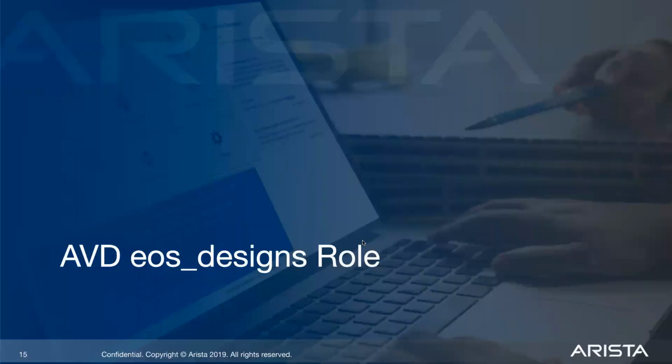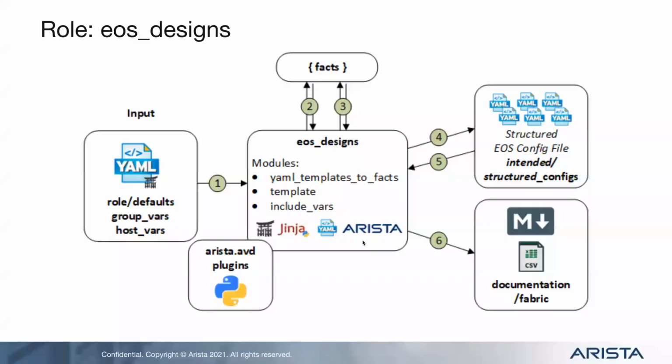Okay. So, if we talk about the first and most basic role in our pipelines, that's your EOS designs role. What that's going to do is you're basically going to feed in all of your group vars and host vars we talk about. It's also going to take our implicit default mappings for the role, and it's going to slam it through a number of modules and tasks to then emit a set of facts. It's going to give you some fabric level documentation, and it's going to give you these EOS config files, which are YAML that will feed into a later step.